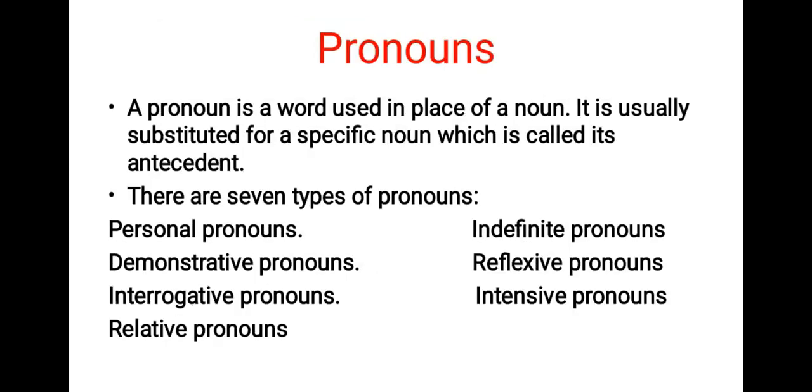Pronouns. A pronoun is a word used in place of a noun. It is usually substituted for a specific noun which is called its antecedent. Now pronoun हमारे पास nouns की जगह पे use होते हैं. They are used instead of nouns.